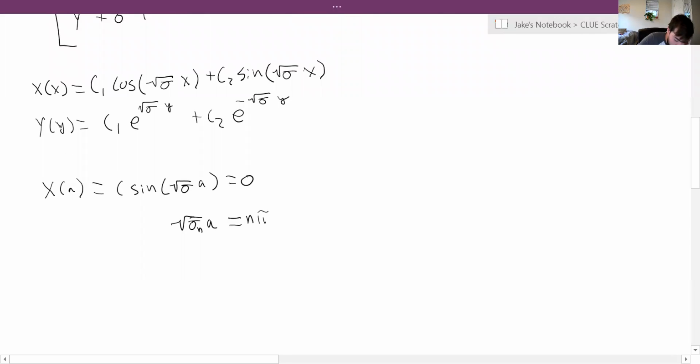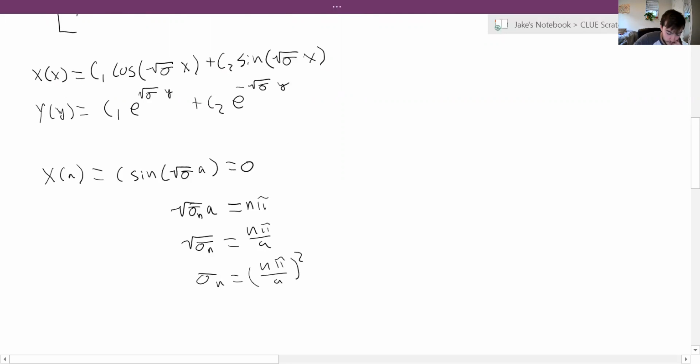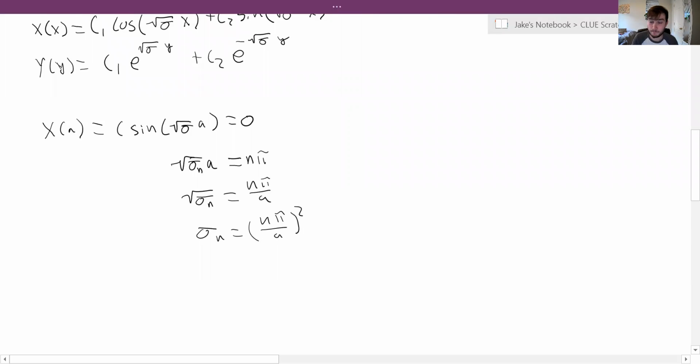So remember, we're trying to solve for sigma, so we can just do some algebra here. Root sigma n equals n pi over a, which means that sigma n is equal to n pi over a, squared. Okay? So we've actually done it. We know that for a given n, we know what sigma is, right? But potentially n could be anything. If you want to get real fancy, you could say n is in the set of integers, which is written like that if you can't write very well like me. So we can pick any integer we want for n, and this will hold.